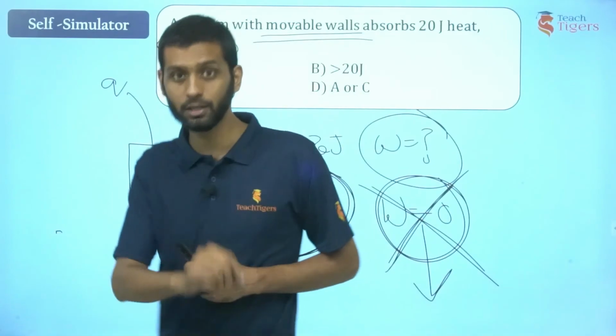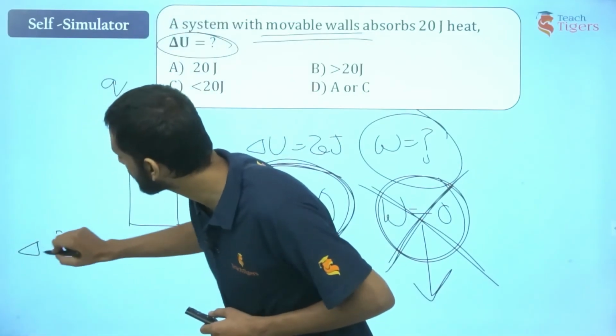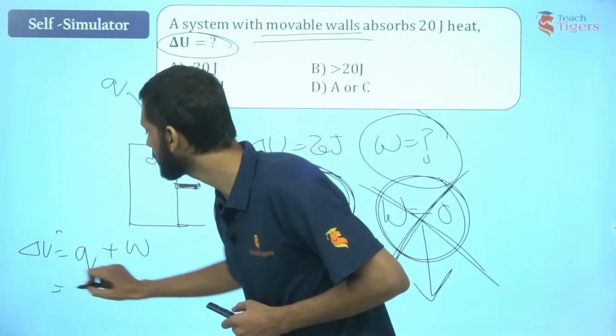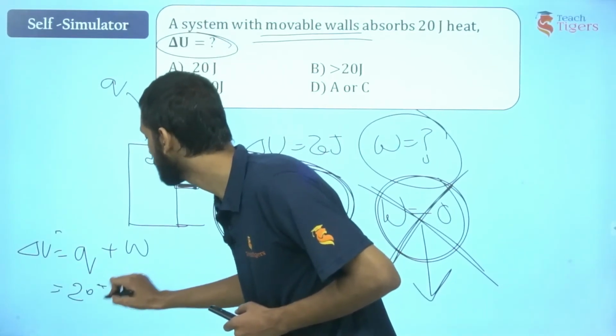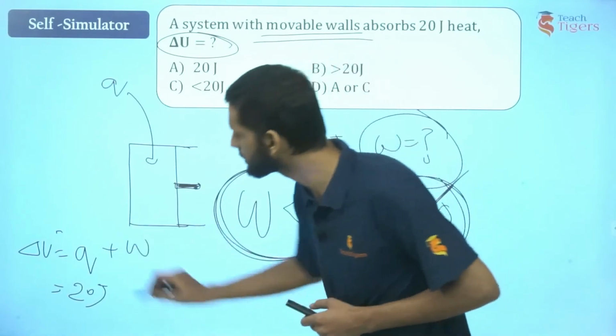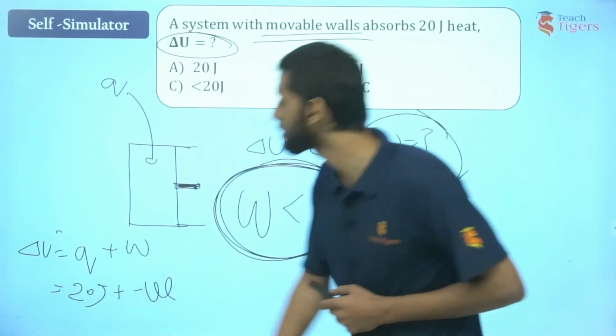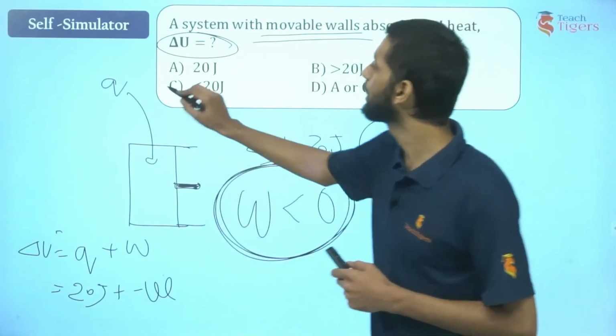Now if I write the first law of thermodynamics, I write delta U equals Q plus W. Q is given to us, 20 joules. We know that work done is less than 0, so there is some negative quantity present. So the answer is less than 20 joules.